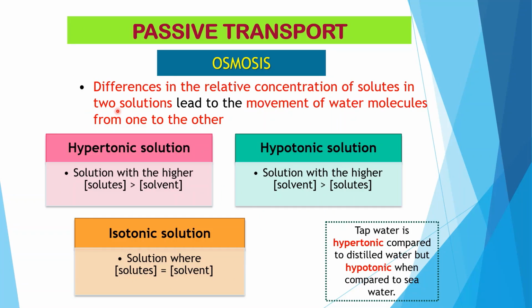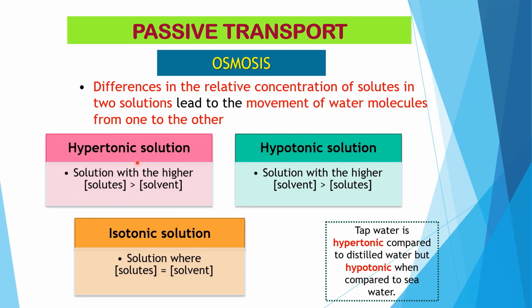There are three types of osmotic state or tonicity of the solution. Tonicity of a solution means the ability of a solution to cause a cell to gain or lose water. There are three types of tonicity: hypertonic solution, hypotonic solution, and isotonic solution.